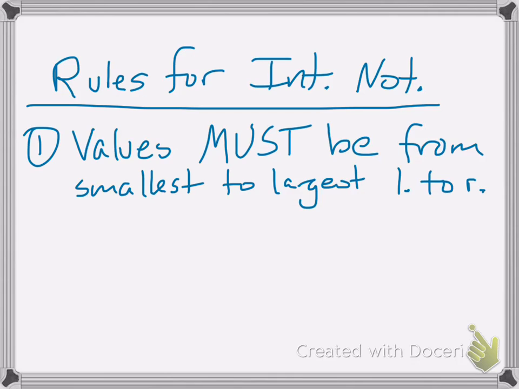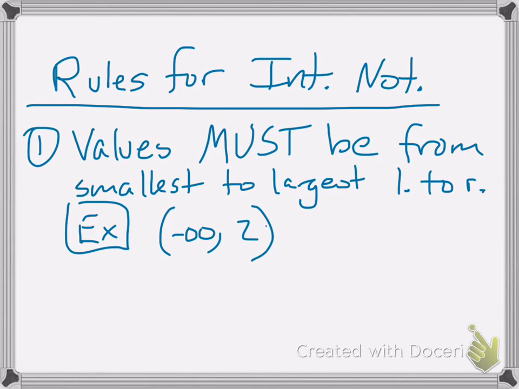The examples that we've looked at so far: in the last one we had negative infinity up to 2. Is negative infinity smaller than 2? Yes, infinitely so, right? And the other one we had earlier was 0 to positive infinity. Is 0 smaller than positive infinity? Yes, infinitely so. So it has to read from smallest to largest, from left to right. And when we get into compound intervals, the same thing is true.